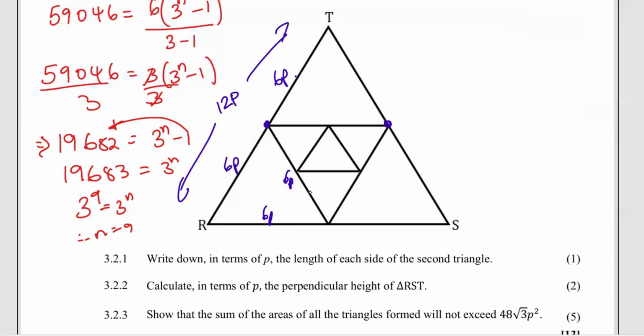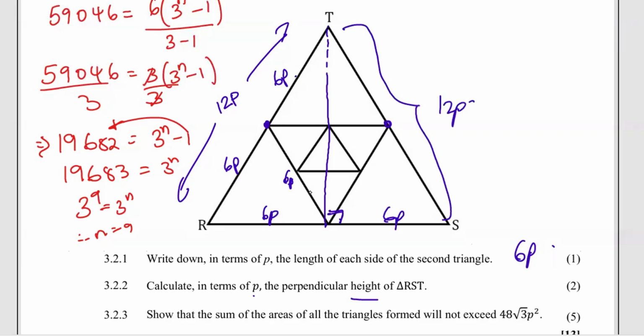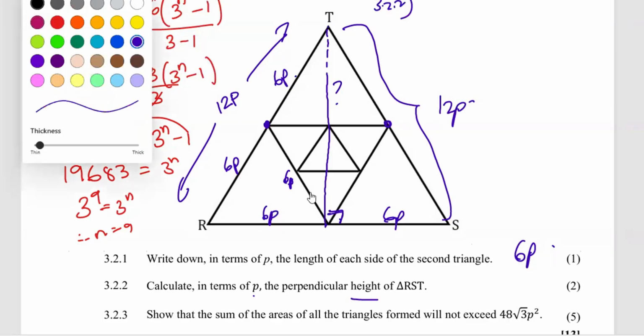So write down in terms of p the length of each side for the second triangle. So we're going to say it's just 6p. Then 3.2.2, calculate in terms of p the perpendicular height of RST. So the height that makes 90 degrees with the base. So I'll divide this into 2. If that's 6p, this is also 6p. But initially, this was 12p. Now they want me to find the height, so I have to use my theorem of Pythagoras. What does the theorem of Pythagoras tell us?